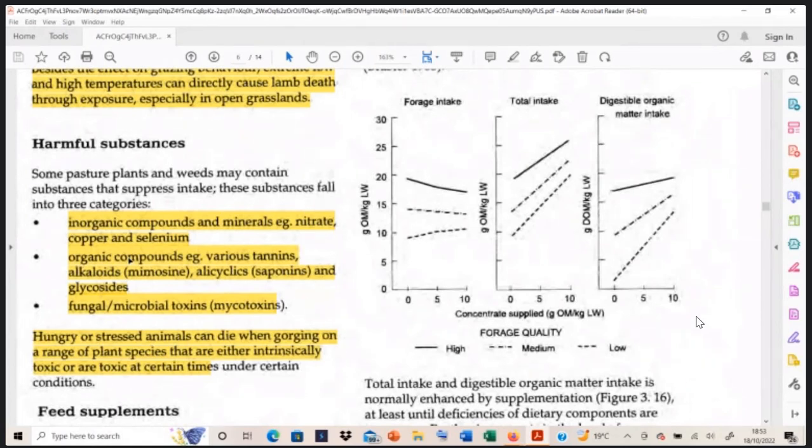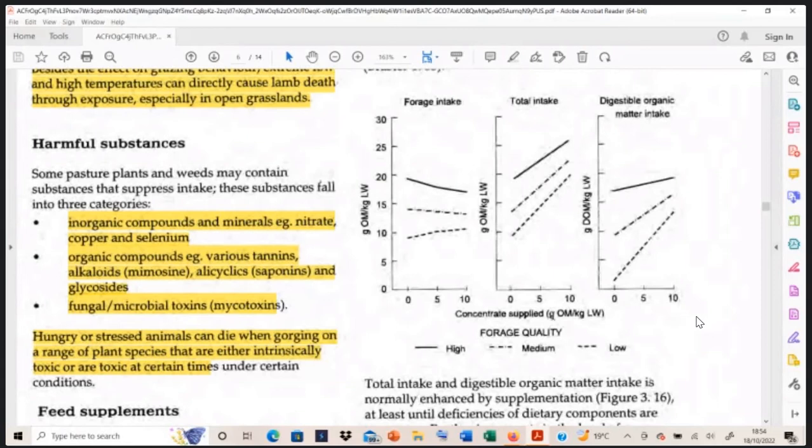So please compare these figures for concentrate supplied and forage intake, the total intake, and digestible organic matter intake. All these could be increased except forage intake. Right? For example, for a grazing animal, if you offer concentrate, the feed intake would be reduced. But the total intake of poor quality feedstuffs would be increased with the concentrate supplied.